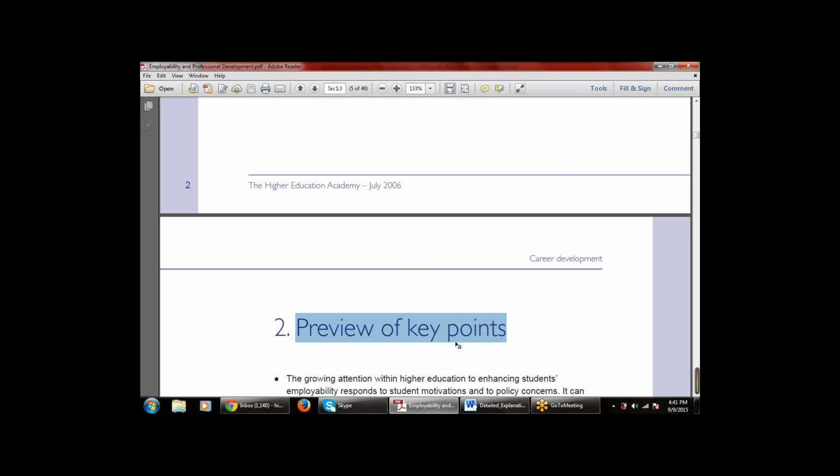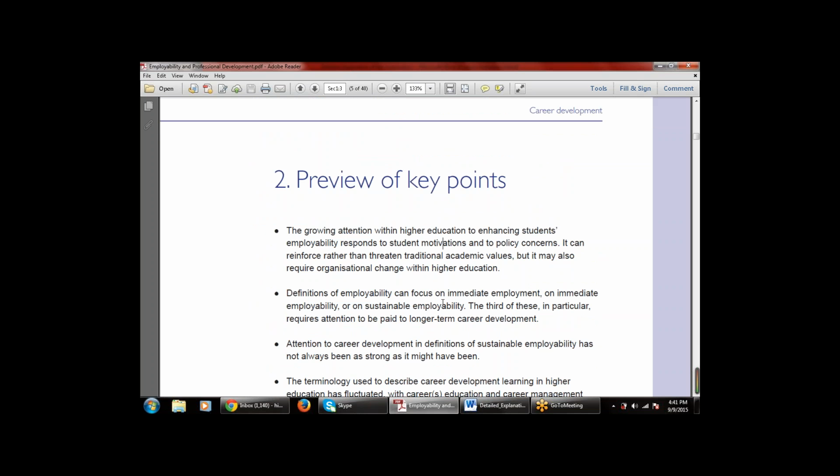Now, chapter number 2 is the preview of the key points. What are the various key points? What are the various key targets used in this concept?